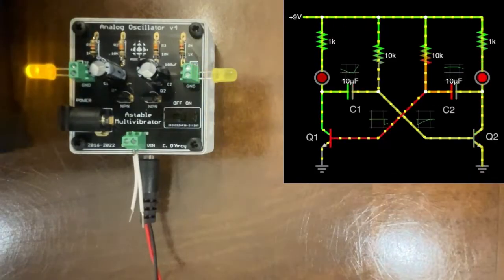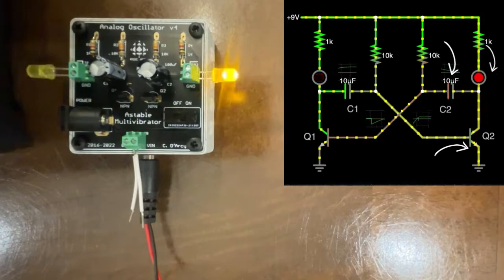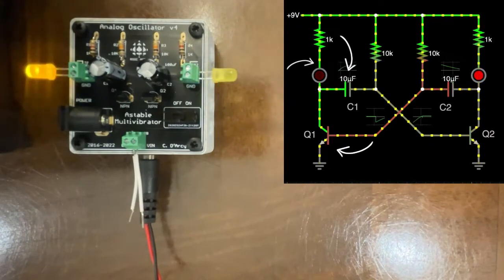So how does this circuit work? The functionality of the analog oscillator heavily depends on the interaction between 2 transistors and capacitors. In this analog oscillator, as one capacitor charges, the first transistor turns on, causing the LED connected to it to light up. Simultaneously, the second capacitor discharges, turning off the transistor, causing the LED to go off.